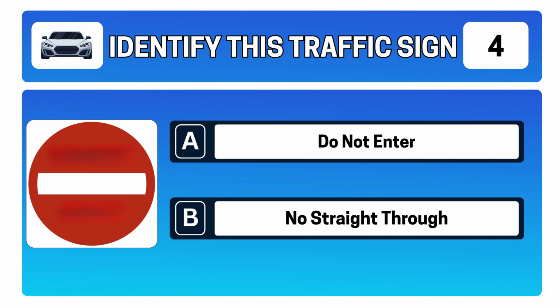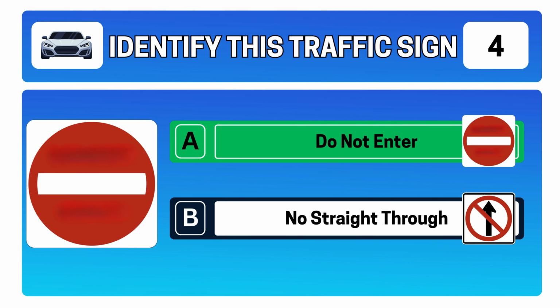Identify this traffic sign. A. Do not enter. B. No straight through. Well spotted. It is the do not enter sign.